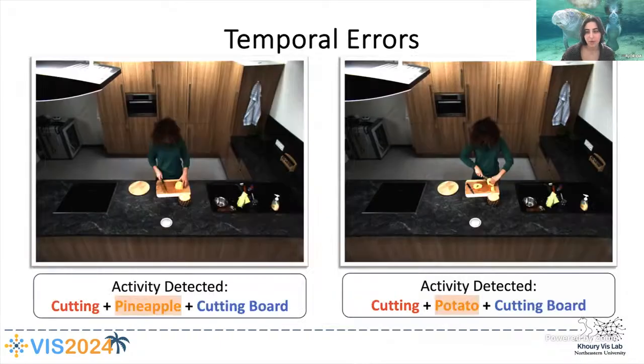Then you can go one level higher and try to find errors that can happen between two frames within the same video, despite the fact that these two are temporally connected and the activities detected in one can influence the activities in the second one. In this example, you see magically after a few seconds, pineapple is detected as a potato, which is a temporal error.